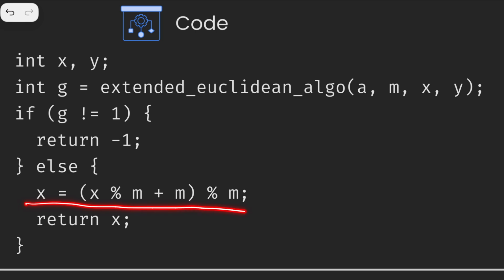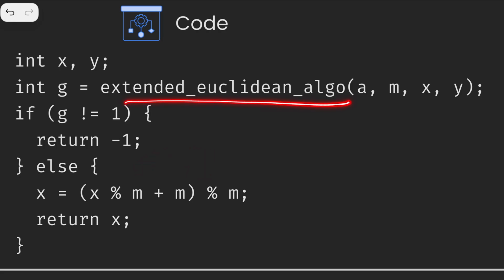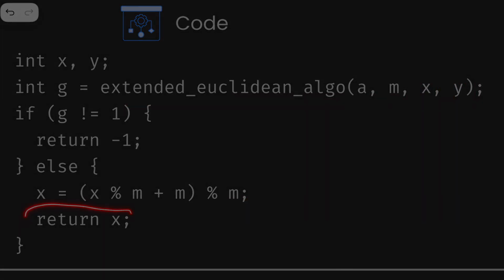But before we return x, we are doing something, right? We are converting negative x to positive by taking the mod. See, the extended Euclidean algorithm determines the sign of x and y based on the sign of a and m. So x can be negative. So we are just converting it to the positive value and then we are returning it.